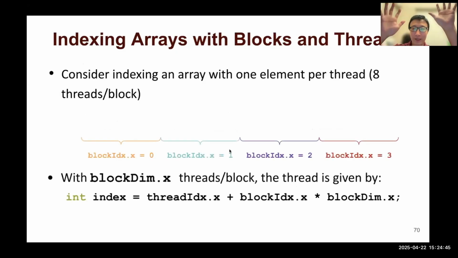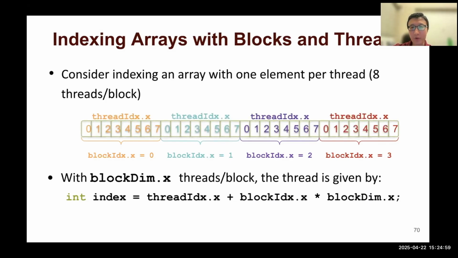Okay, this is where things get more interesting. How do we index arrays with blocks and threads? Assuming we have just one-dimensional blocks and one-dimensional threads. Consider we have an array with one element per thread. Basically, we have 8 threads per block. You can put that in your configuration: you want your second number to be 8, that's 8 threads per block. The first one is the number of blocks you want.